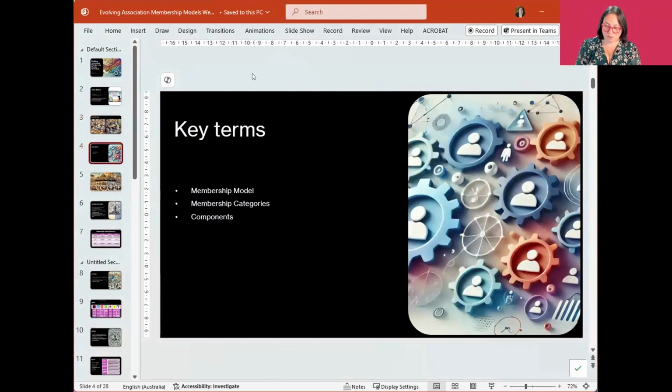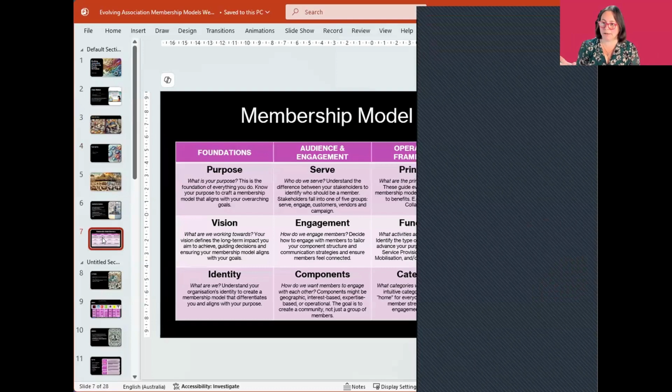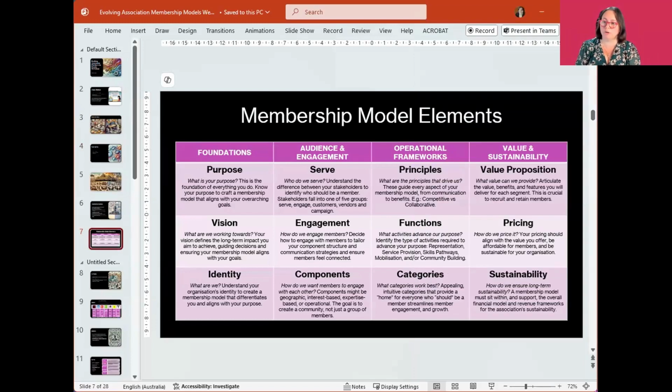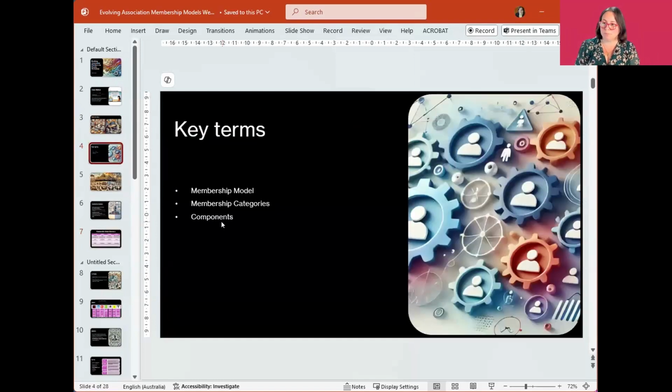Now, a few things that I do want to make clear is there is a difference between your membership model, your membership categories, and your components. So a membership model is this thing here. It's all of the different things that come together to create your entire business foundations that underpin how your membership operates. And I'm going to go through these because a lot of the questions that you had deal with these.